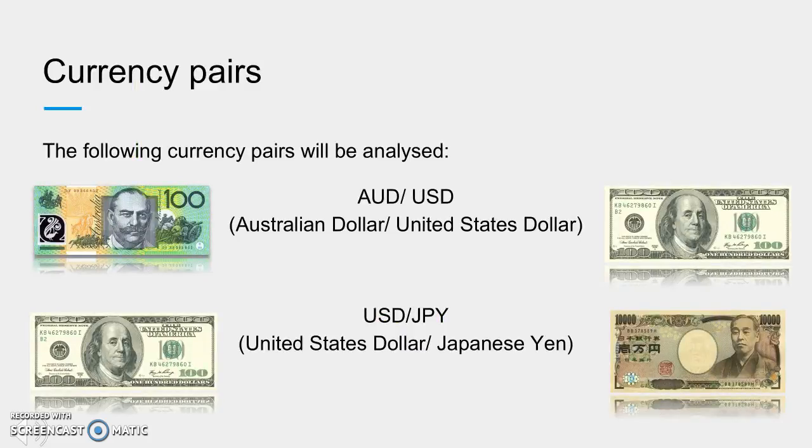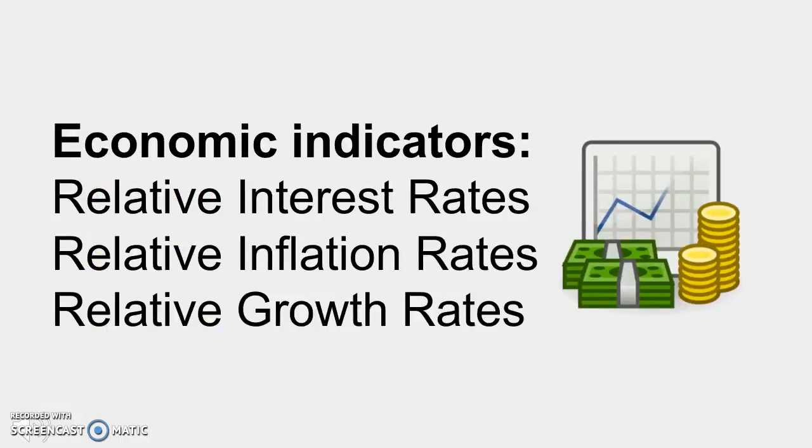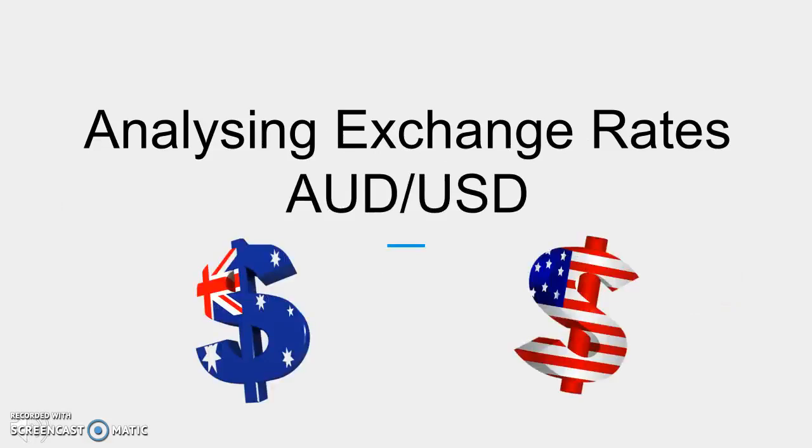The currency pairs that our team will be analysing are Australian dollar to United States dollar, as well as United States dollar to Japanese yen. Relative interest rates, relative inflation rates, and relative growth rates are the economic indicators that will be used to analyse the exchange rates discussed. First, we'll be analysing the Australian dollar to the United States dollar.